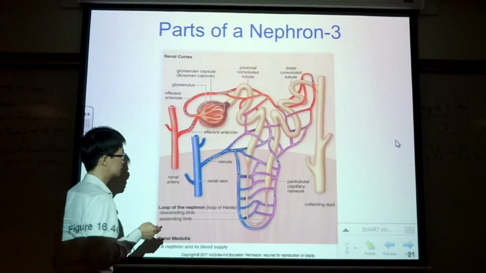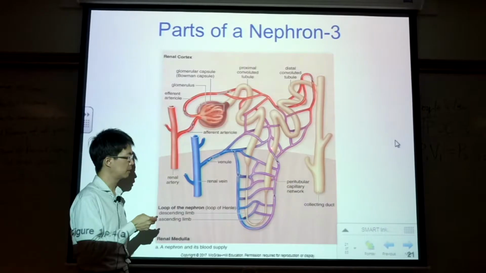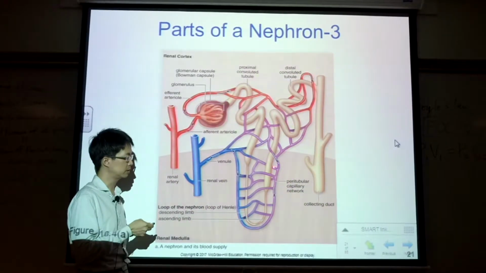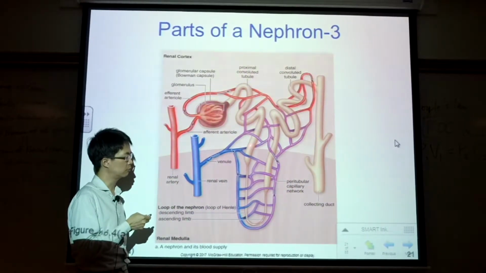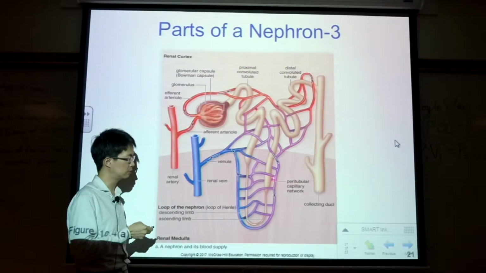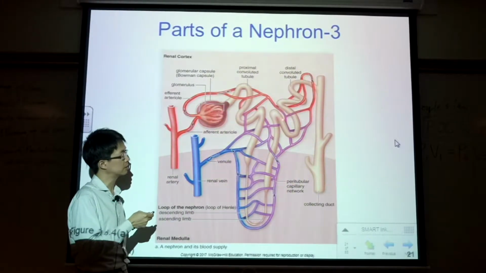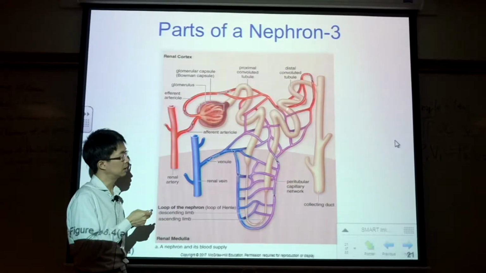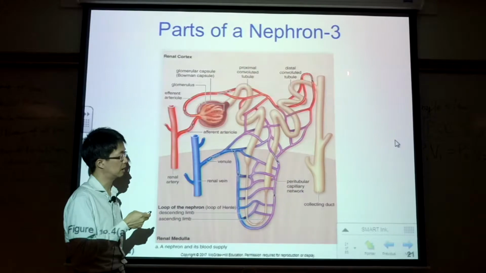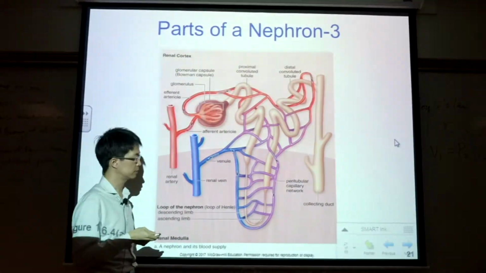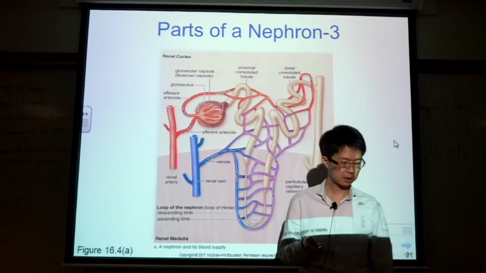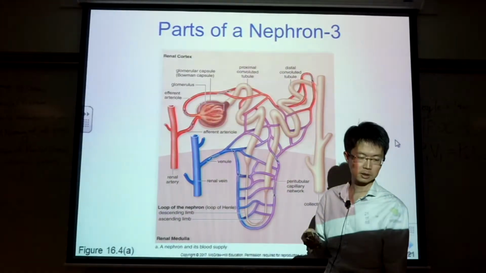So let's take a look. This is the loop of Henle for water reabsorption. That means water will go from inside this loop of Henle into the peritubular capillary network, the blood vessels here. And then this is the distal convoluted tubule for secretion of drugs and also other ions and metabolic waste.